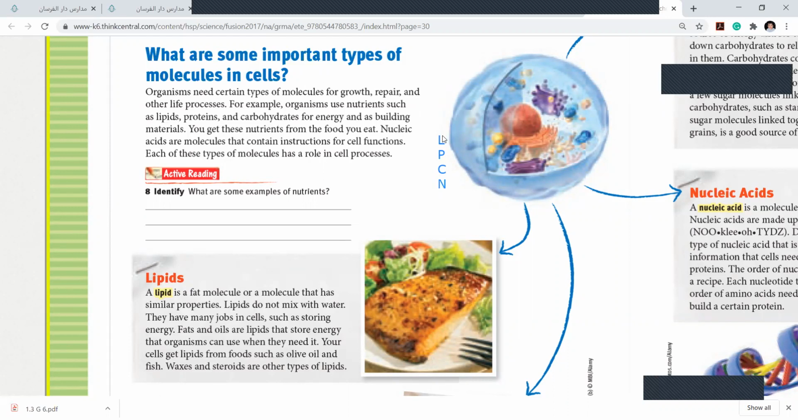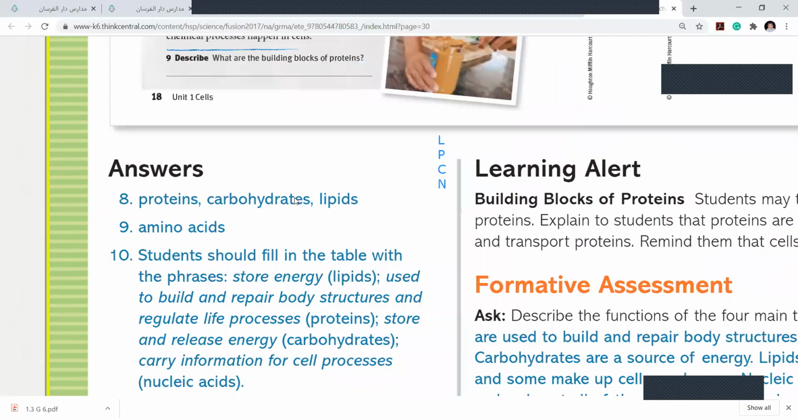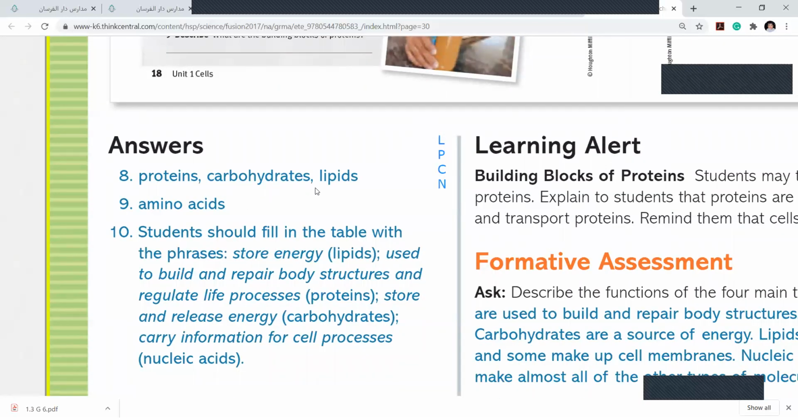Miss, this is a regular human cell, right? Yes, girls, this is about all cells, not only human cells. Of course, the human cell also needs it. Miss, but the animal cell is not like this cell. It's not the same, but they need these. What are some examples of nutrients? The nutrients are proteins, carbohydrates, lipids.